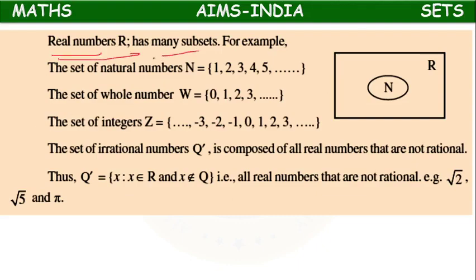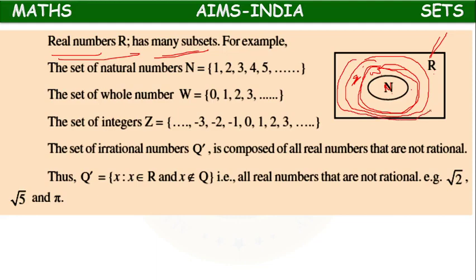So real numbers has many subsets, because all the natural numbers are present in real numbers. For the natural numbers, if we add 0, it will become whole numbers. So natural numbers is a subset of whole numbers. Whole numbers is a subset of real numbers. Or if we add negative numbers, it will become integers. So whole numbers is a part of integers. Whole numbers is a subset of integers, whereas integers is a subset of real numbers. But if we add fractions, then it will become rational numbers.